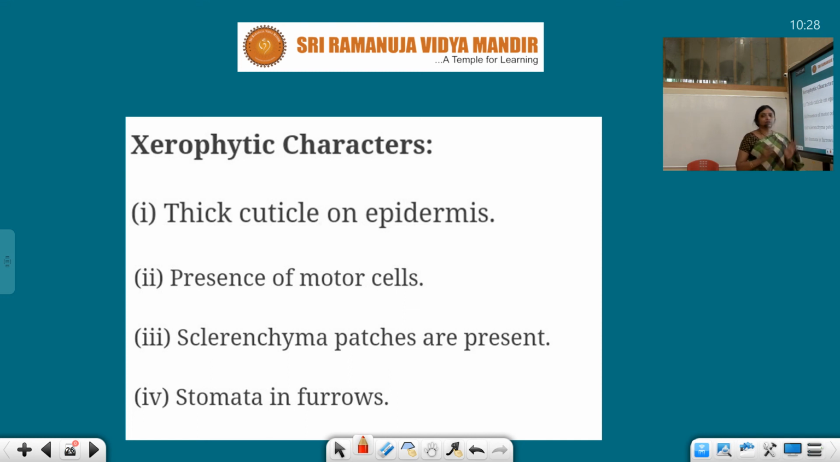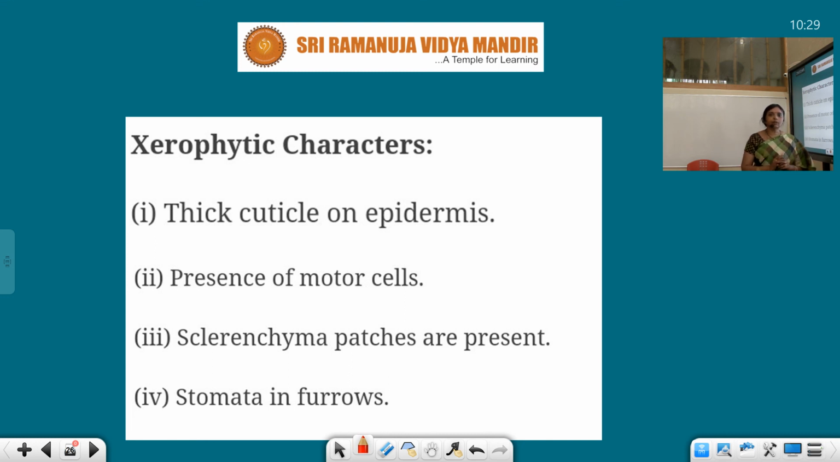So this is the structure of dicot and monocot leaf, and the differences we have seen, first in the epidermis. In the dicot leaf the stomata are confined to the lower epidermis, whereas in the monocot leaf the stomata are present on both the upper epidermis and lower epidermis. This is one point. Second, motor cells are not present in the dicot leaf, whereas motor cells or bulliform cells, which are large, thin walled cells, are present in the monocot leaf.